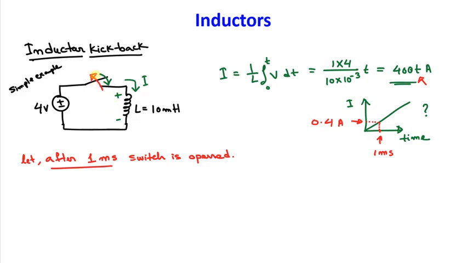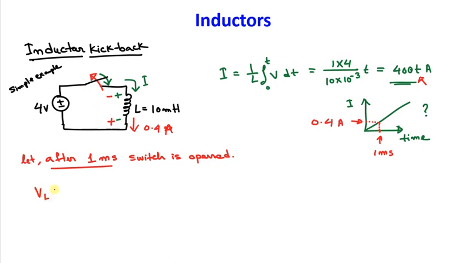Now when you open the switch, the inductor will try to oppose any change in current. So the inductor will try to retain the same amount of current, 0.4 amps, which was flowing across the inductor. And for that, a back EMF has to be generated, and the polarity of the back EMF will be like this: plus, this minus.